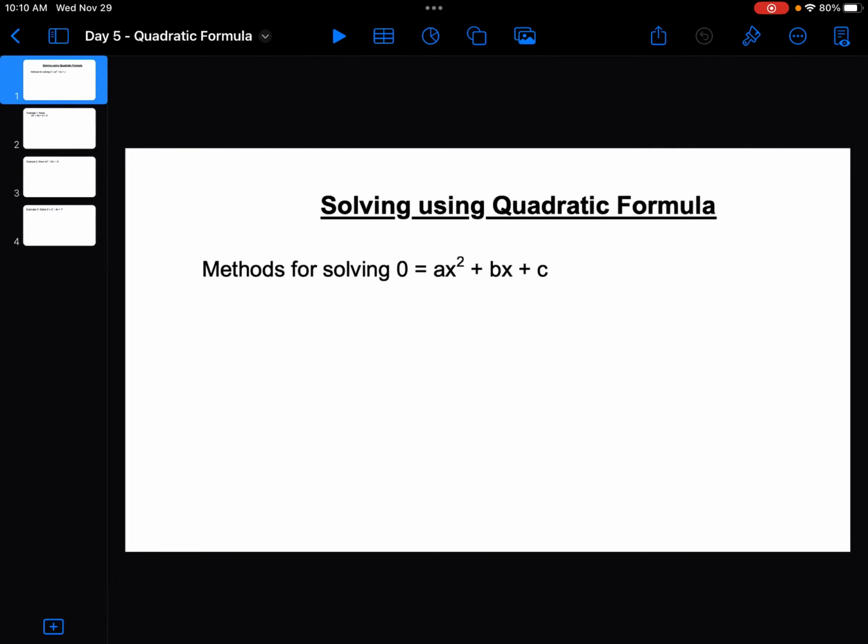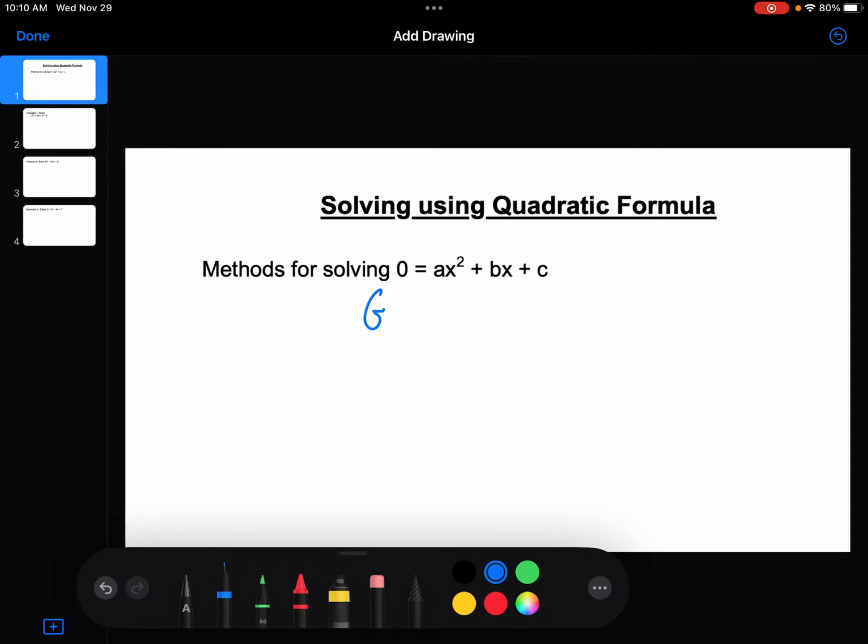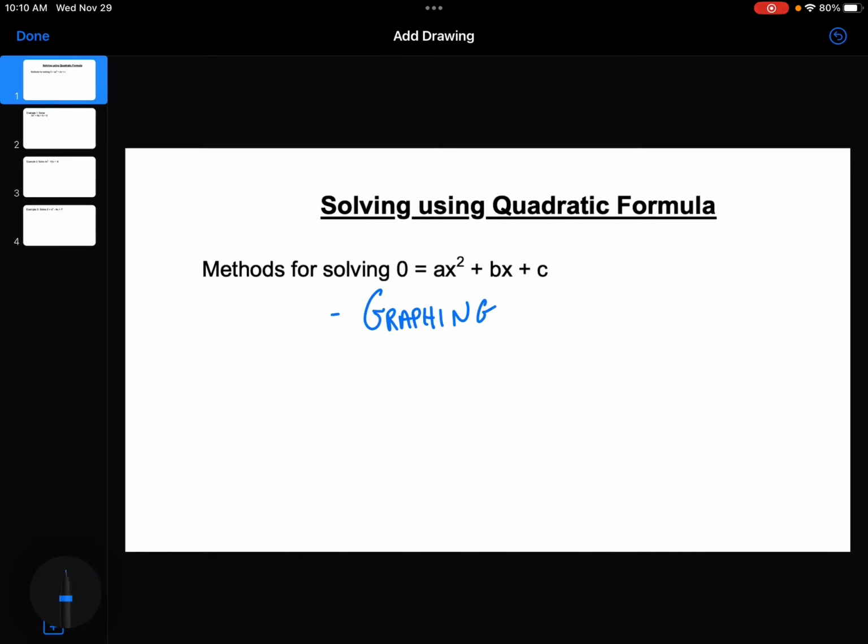When we're solving quadratics, things that are 0 equals some x squared value, a parabola, there's really 3 ways we can solve it. We've looked at solving by graphing, which is the first way and probably the longest way to do it, because you actually have to go through the issue of graphing. You can also solve by factoring. And then you can solve by completing the square and rearranging.